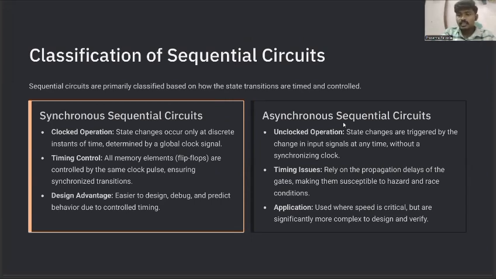These race conditions can be overcome through some other flip-flops or some latches. So there is an application for this where speed is critical, but they are significantly more complex to design and verify. So examples: asynchronous control systems.